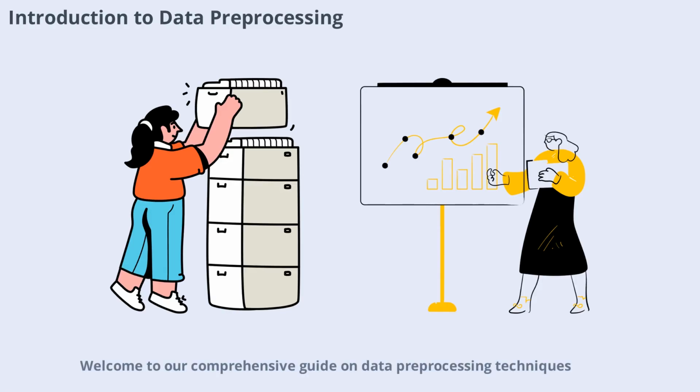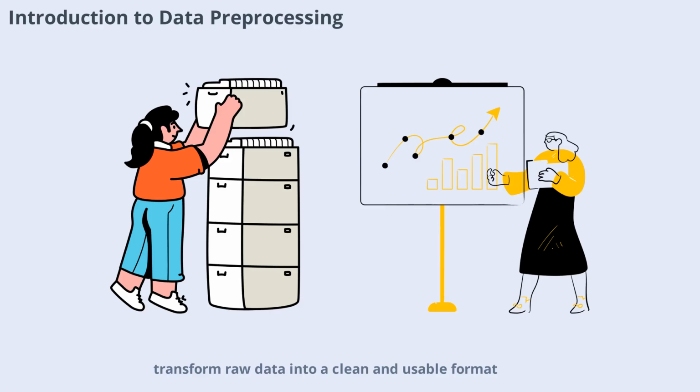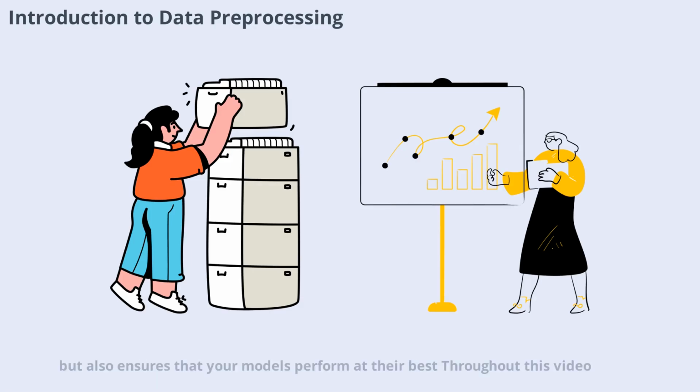Welcome to our comprehensive guide on data preprocessing techniques. In today's data-driven world, preparing your data correctly is the foundation for any successful analysis or machine learning project. Data preprocessing involves a series of steps that help transform raw data into a clean and usable format. This process not only improves the quality of your data, but also ensures that your models perform at their best. Throughout this video, we'll explore the essential techniques, practical tips, and common challenges you might face.